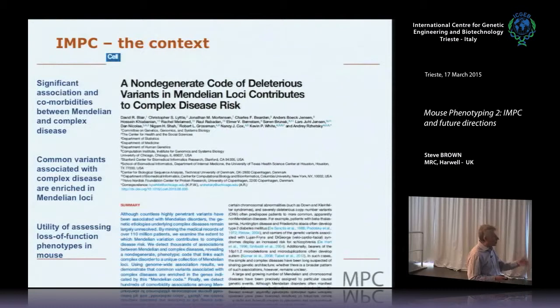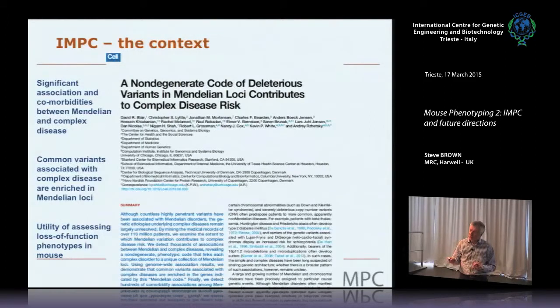But of course, many of the common complex diseases, like the ones that Roger talked about in diabetes, are due to subtle genetic variants in a lot of different genes around the genome. And we're often asked, well, what's the point of making a mutant mouse? It's nothing like a human in terms of the genetic variants that it's carrying. But this paper rather deals with this point because it was a very profound paper, and it showed that there are significant association and comorbidities between Mendelian and complex disease. And this is the key point.